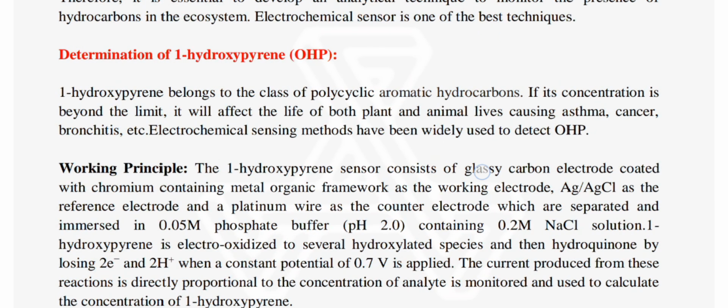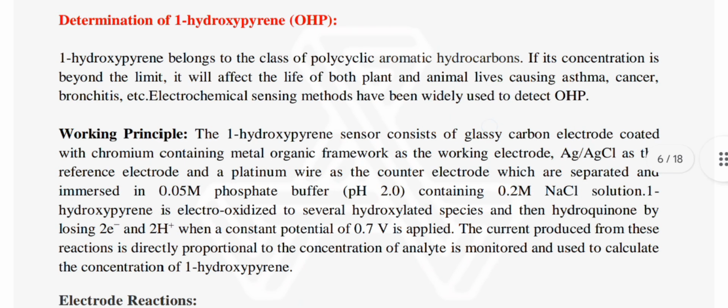Determination of 1-hydroxypyrene, OHP. 1-hydroxypyrene belongs to the class of polycyclic aromatic hydrocarbons. If its concentration is beyond the limit, it will affect the life of both plant and animal, thus causing asthma, cancer, bronchitis, etc. Electrochemical sensing methods have been widely used to detect OHP.